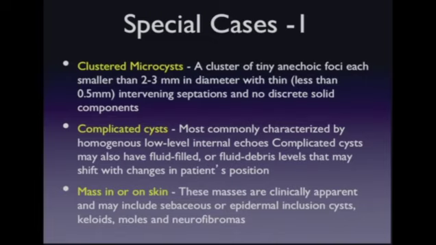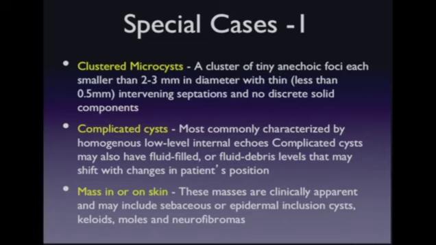Complicated cysts are mostly characterized by homogeneous low-level internal echoes. Complicated cysts may also have a fluid-filled or fluid-debris level that will shift with the change in position. It's very important to distinguish complicated cysts, where there is no solid component fixed to the wall, versus complex cystic masses, which have a solid component and do not move with repositioning of the patient.